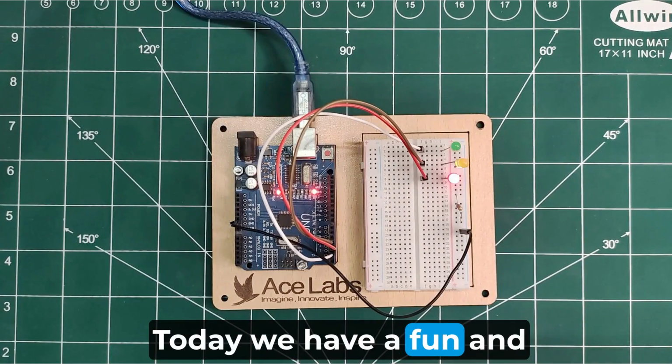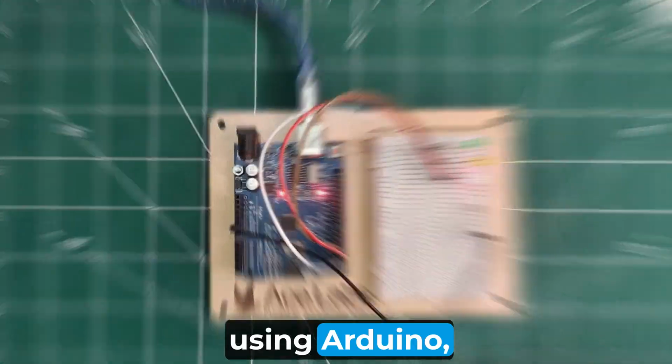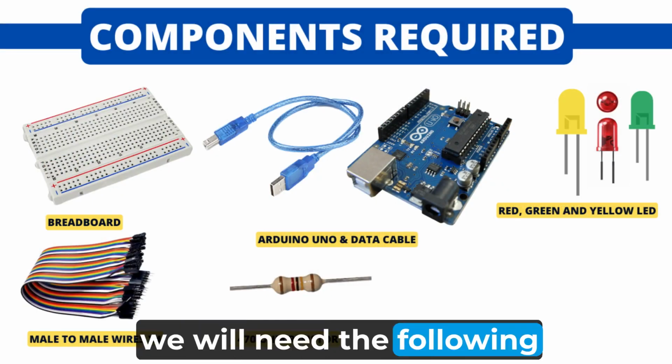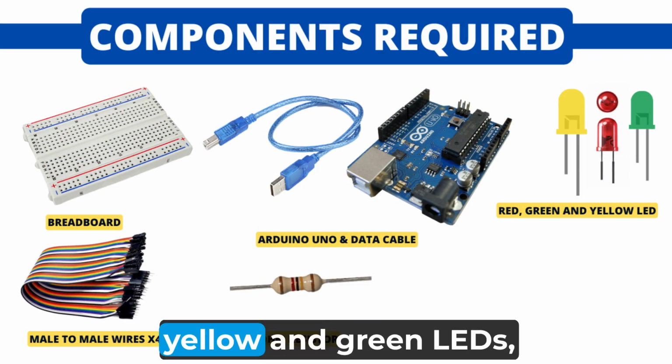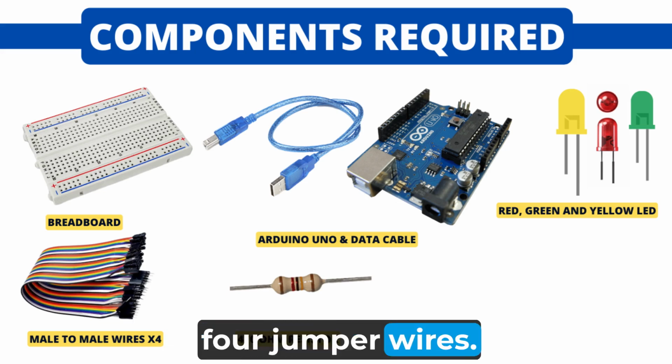Today, we have a fun and educational activity, a DIY traffic light project, using Arduino Uno and mBlock's block programming. For this activity, we will need the following components: an Arduino Uno, breadboard, red, yellow, and green LEDs, a 470 ohm resistor and 4 jumper wires.